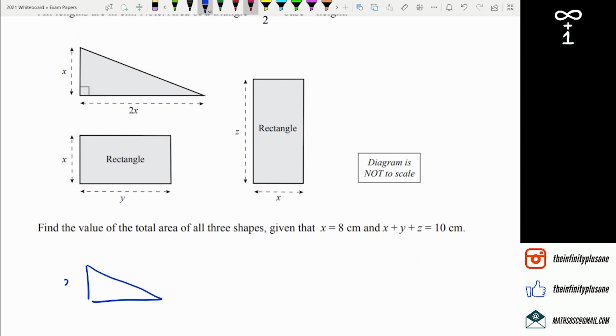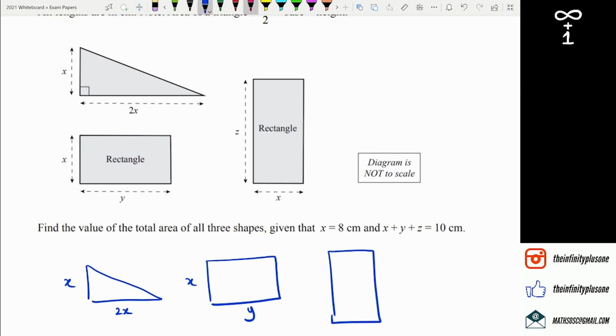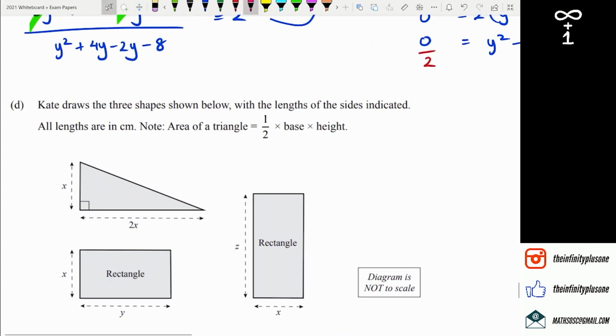So we've got x and 2x, and then we've got a rectangle where it's x and y. And then we've got another rectangle where it's z and x. So our first thing that we pick up here is that x is equal to 8. Oops, sorry.